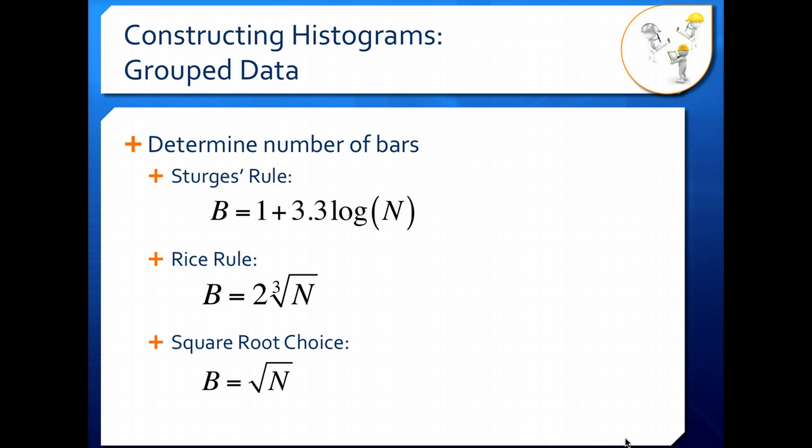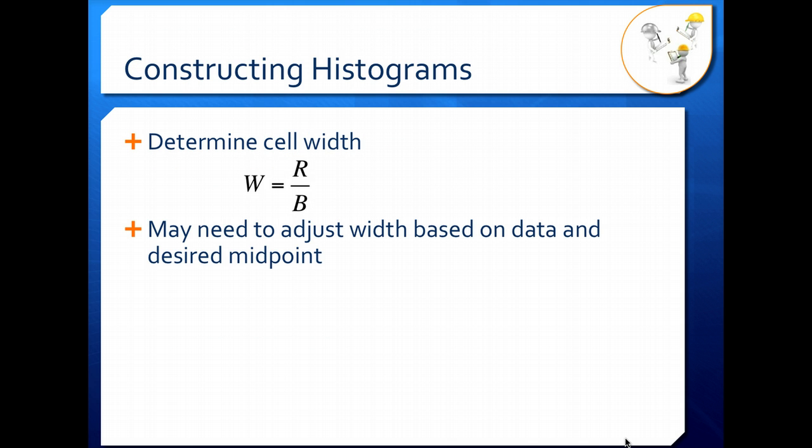So given that we have 104 observations here, Sturges' rule gives us 8 bars in our histogram. Rice's rule gives us 9, and the square root choice gives us 10. So you can imagine that our histogram is going to look slightly different based on the number of bars we have. And you have to be careful when you're presenting your data to make sure that you're giving a true look at how your data are actually organized.